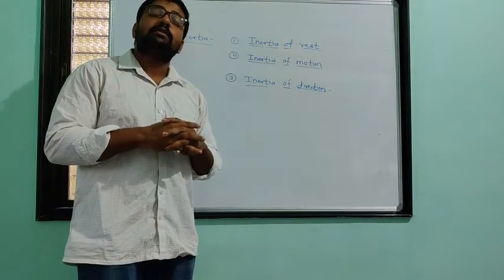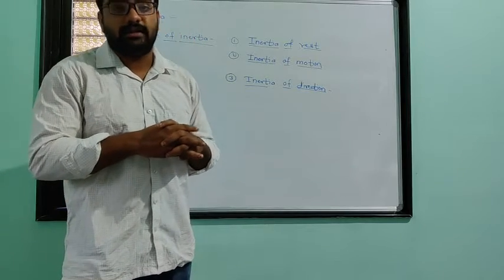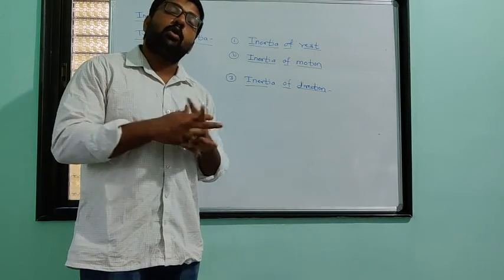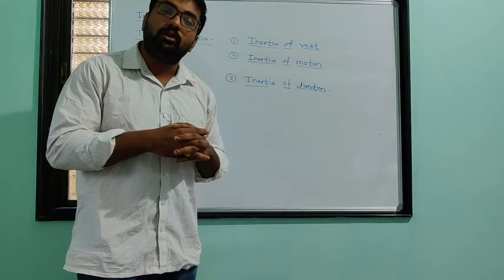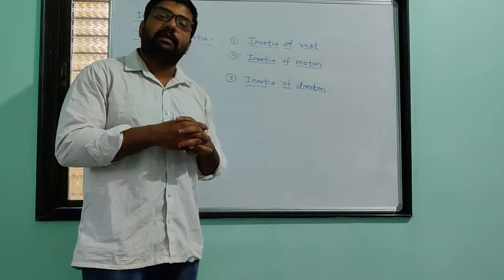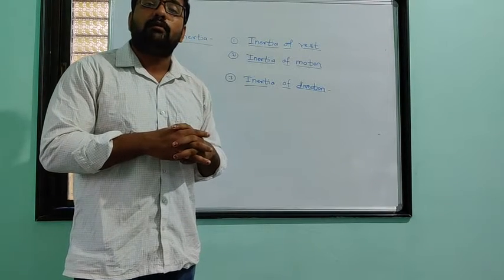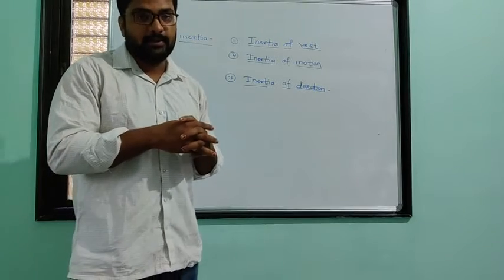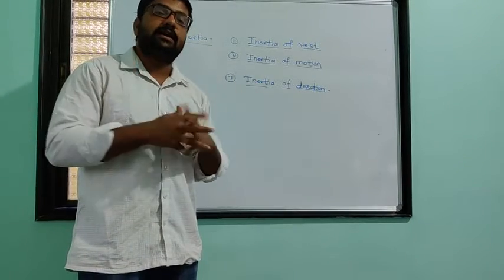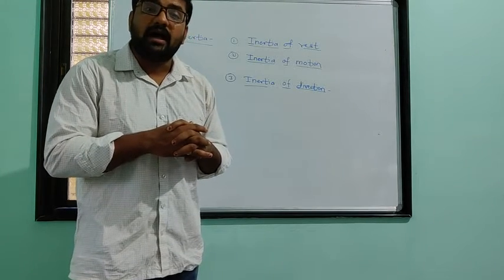Now, what does this inertia depend on? The mass of an object. If the mass of an object is more, then its inertia will be more. So one statement is generally used: inertia is the measure of the mass of an object. If the mass is higher, then the inertia of that particular object will be higher.